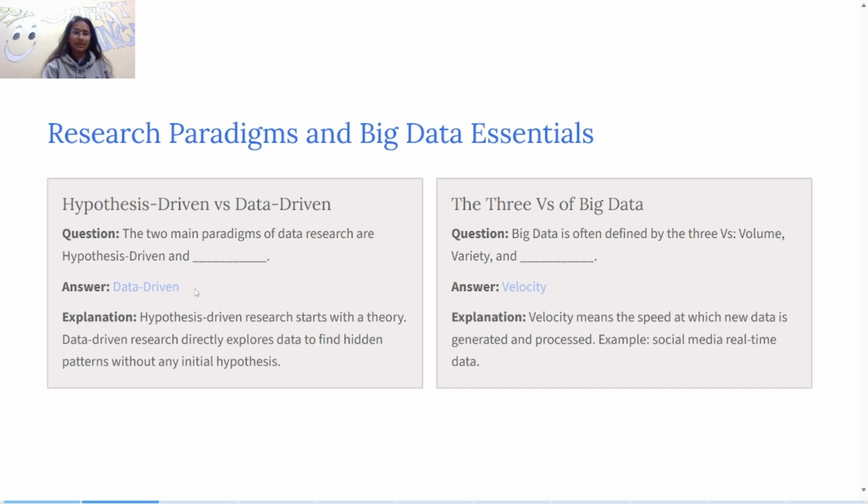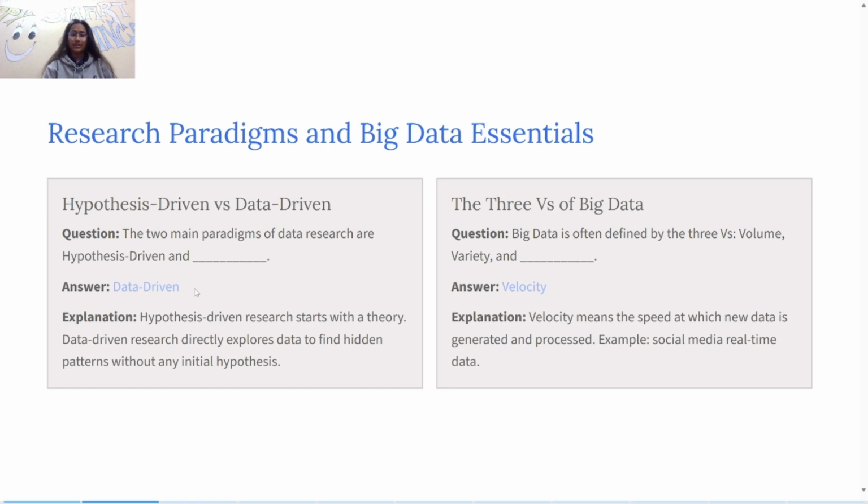Moving ahead with the fill in the blanks, here is the first question. The two main paradigms of data research are hypothesis driven and blank. Hypothesis driven and which driven? So now when we talk about hypothesis driven versus data driven research, hypothesis driven means when we start with a theory first and then test it using data, but sometimes we don't start with a theory at all. We look directly at the data to find patterns. That approach is called data driven research. So the blank becomes data driven.